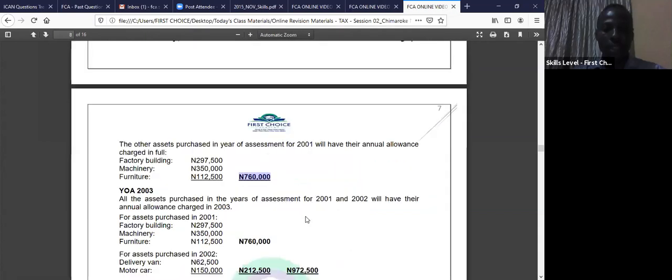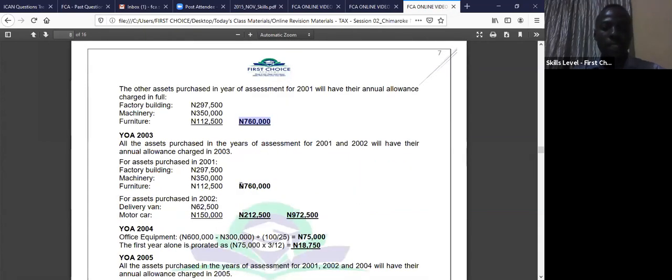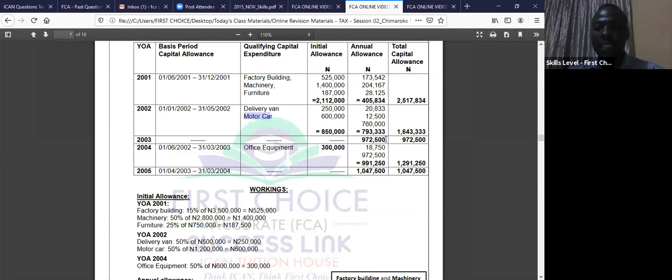So let's see how we did it. This 760 is the same thing as the 760 we did. It's just a repetition. For the assets of 2002, which is van, the full allowance was 62,500. Motor vehicle, the full allowance was 150. So when you add these two together, you have 212,500. Adding that, you have 972,500. So that's what we did to get this 972,500. That is the total capital allowance.